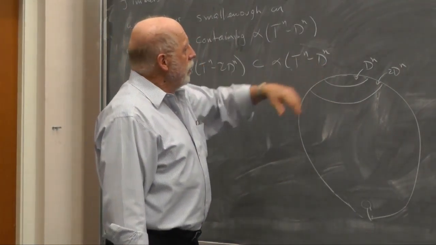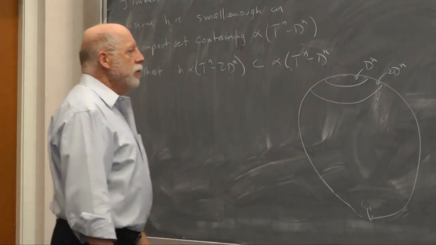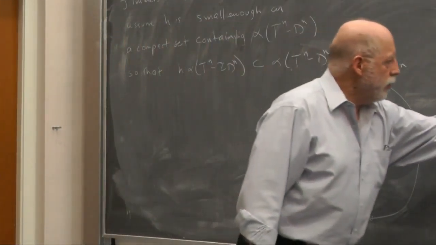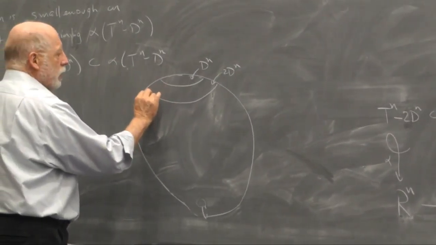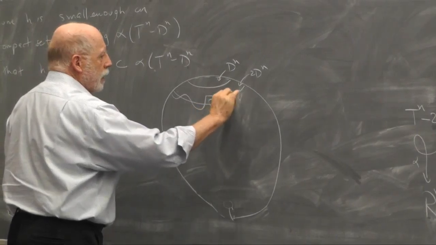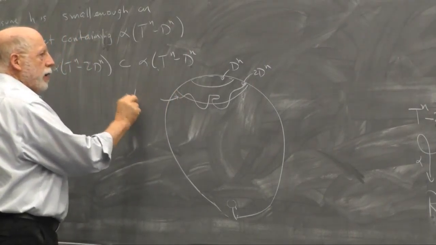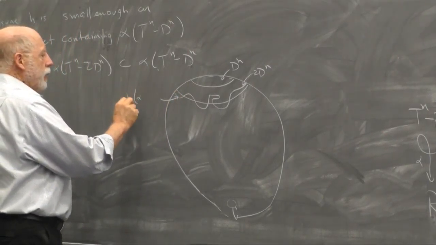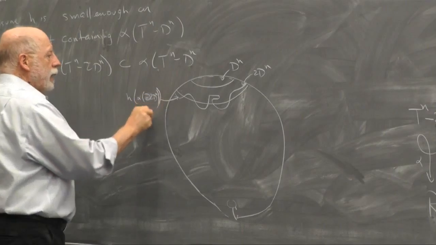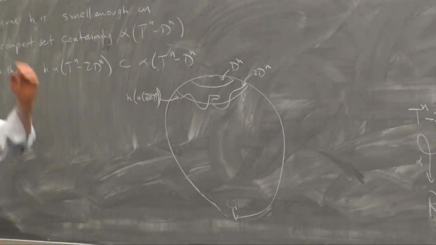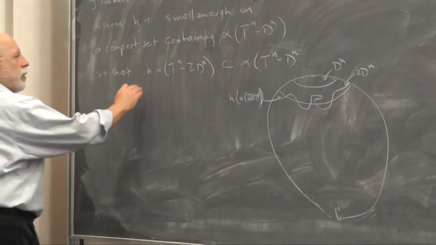Now this gets immersed. If you take those away, it gets immersed. And so then when you move the image of this one, it gets wiggled a little bit. So it basically gets wiggled, it'll go something like this. This will be the image of H of alpha of 2D of the boundary. That's what I do there. So you see, it just wiggles a little bit, so that this is true.